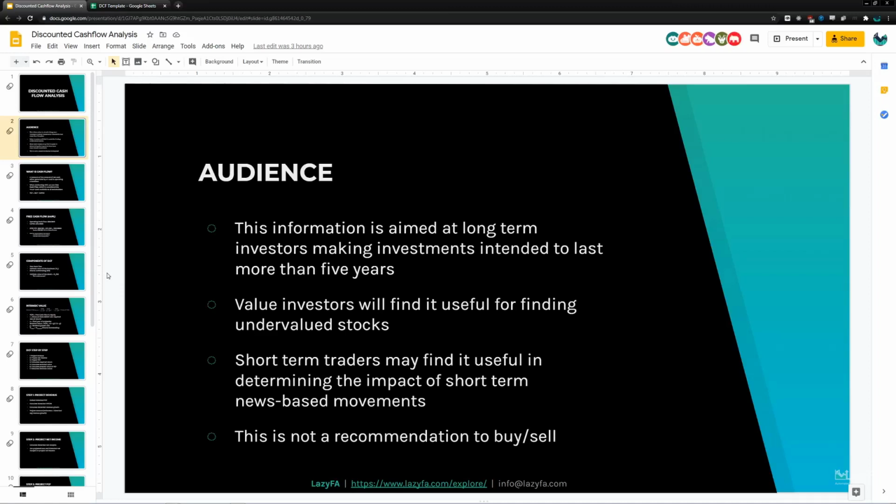Short-term traders, that's me. I'm a shorter term trader primarily. I don't really do a ton of long-term investing other than 401k and IRA stuff. But short-term traders will find this useful, at least in determining the impact of short-term news. When a stock takes off 200% in one day, it's good to know whether it's actually worth anything.